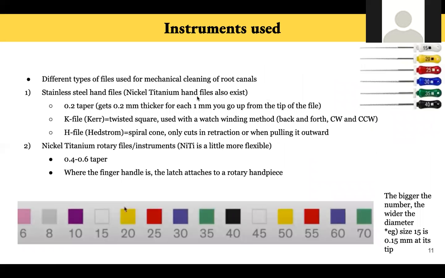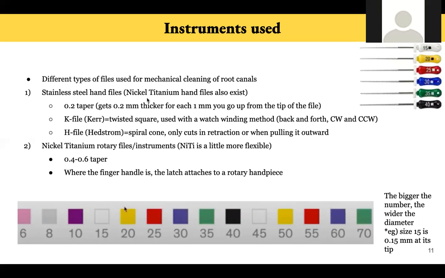And yeah, so we talked about how we were using files, and we also talked about irrigation, which we'll discuss more in the next slide. The using of the files is a part of that mechanical cleaning process of the root canals. We have two main types of files that are used. The first one is the stainless steel hand files. They're sometimes also made up of nickel titanium.